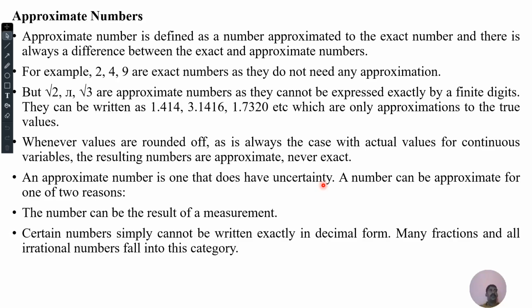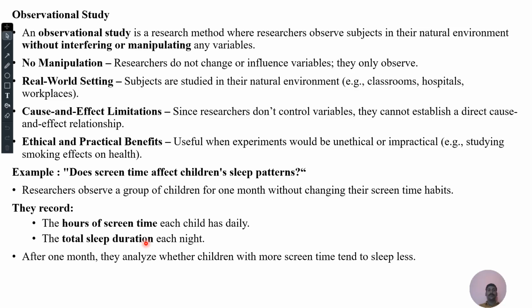A train travels from source A to a destination. It started from point A and reached point B. For 5 kilometers, it will take 10 minutes, or 5 minutes, or 5.5 minutes, 5.8 minutes. We can't measure exact minutes. That is called an approximate number. That is, the number can be the result of measurement. A certain number simply cannot be written in exact decimal form. 10 divided by 3, we got the output 3.3. That is called an approximated number.